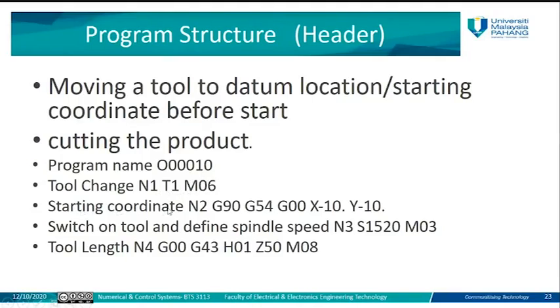Then starting coordinates, like we said here, G90, G54, go to the reference and return to X -10, Y -10. We are going to define the position for the main reference or the main starting point. Then switch on the tool to define the spindle speed. So here we have M03 to turn on the tool or the spindle, and we define the speed here for the spindle. What is the speed of rotation for this spindle?